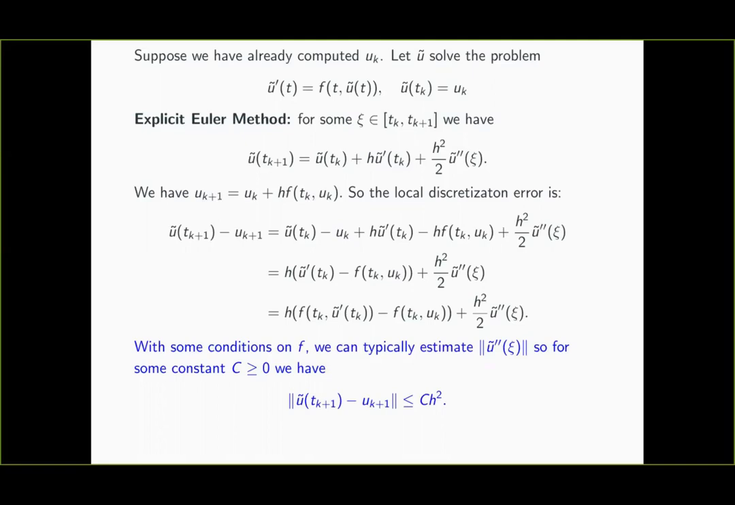Namely, we do the Taylor series around tk for the function u tilde. The Taylor approximation theorem tells us that u tilde at time tk plus 1 equals u tilde at time tk plus h times u tilde prime at time tk plus h squared over 2 times u tilde prime prime psi, where psi is in between tk and tk plus 1. And then again, we have got the definition of the explicit Euler method. So we have uk plus 1 equals uk plus h times f of tk uk.